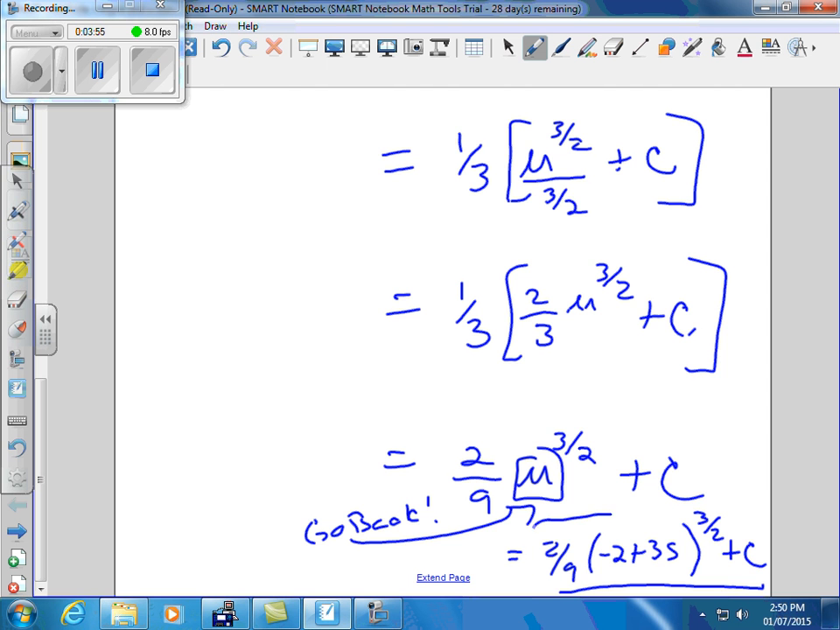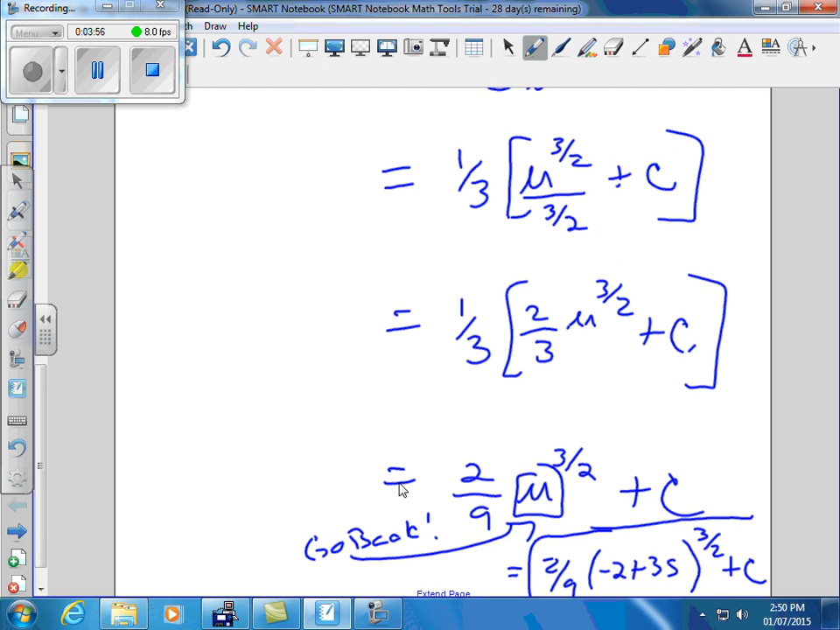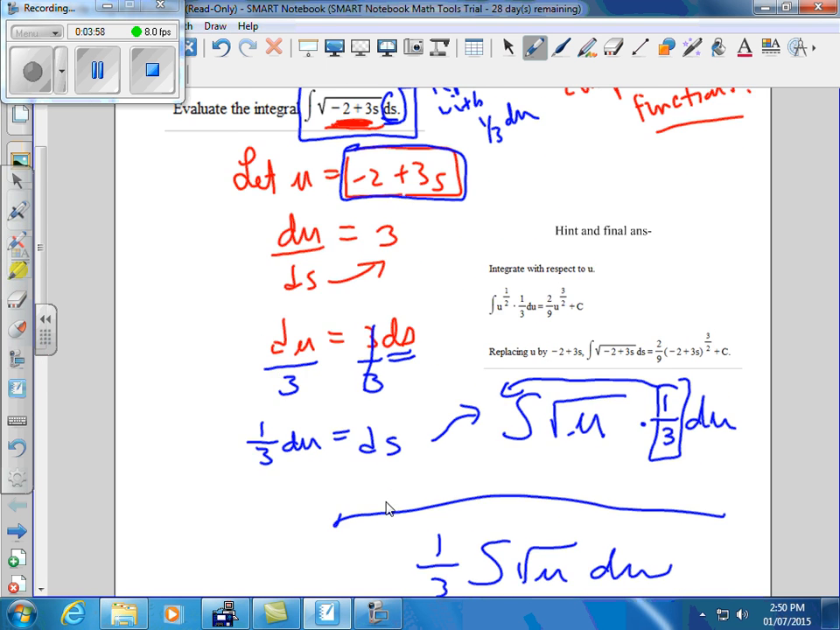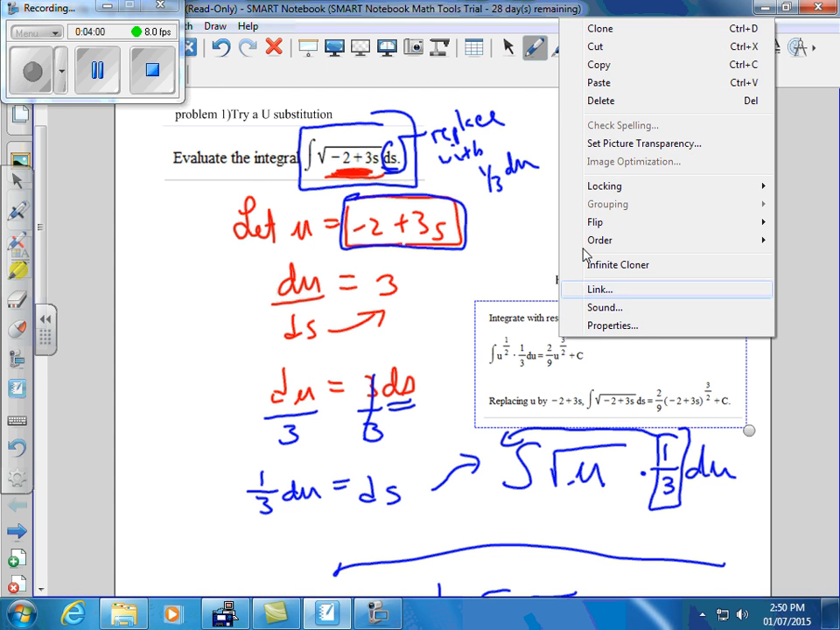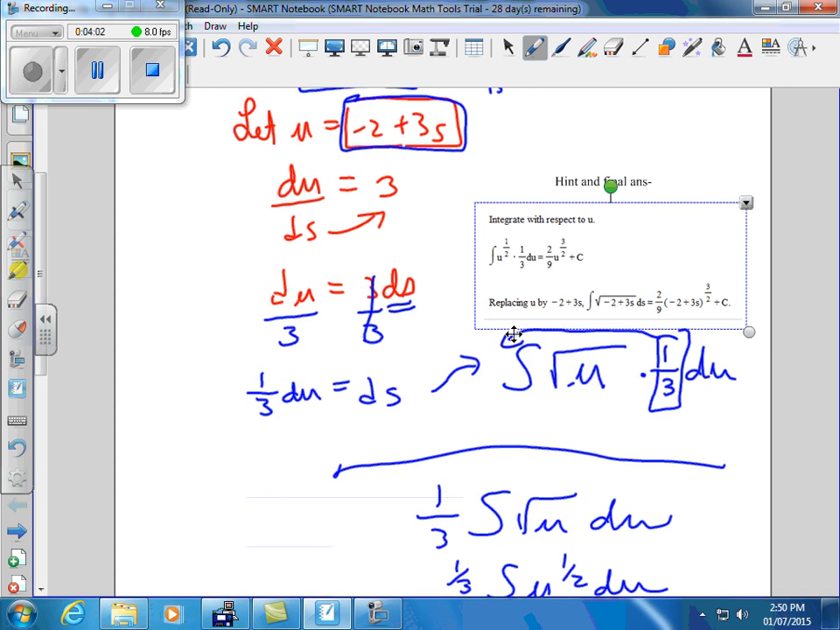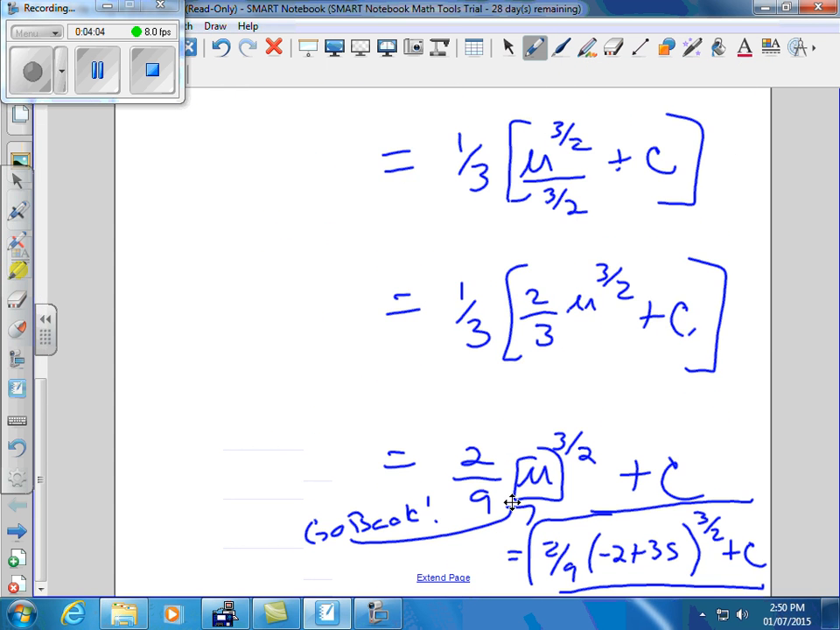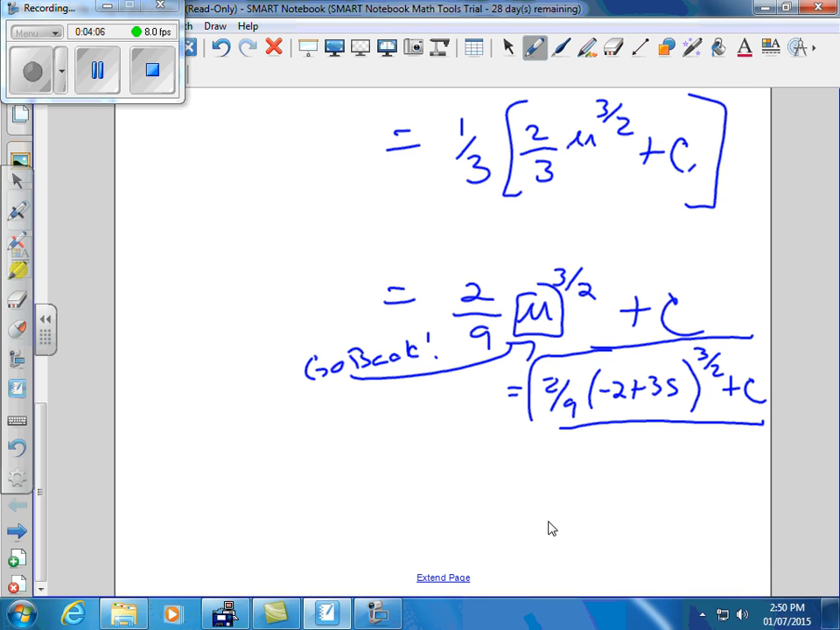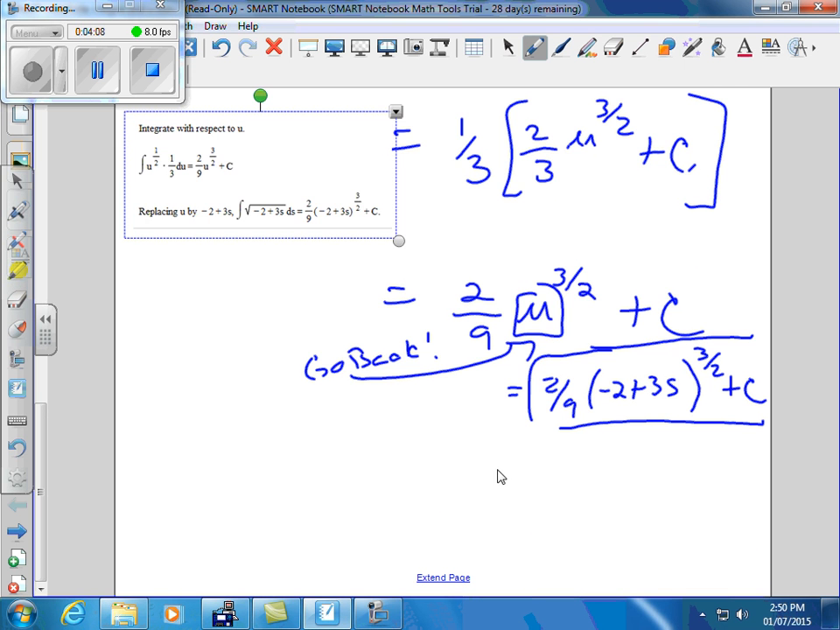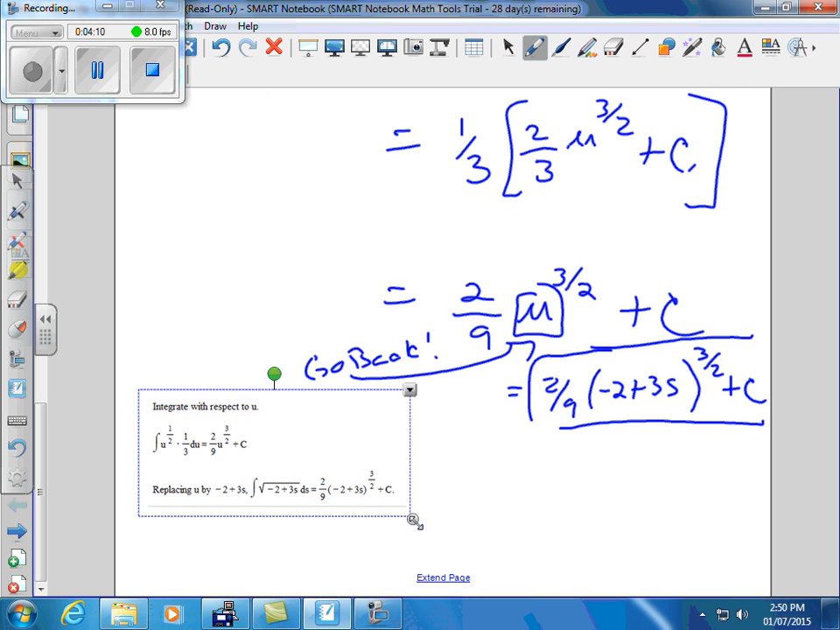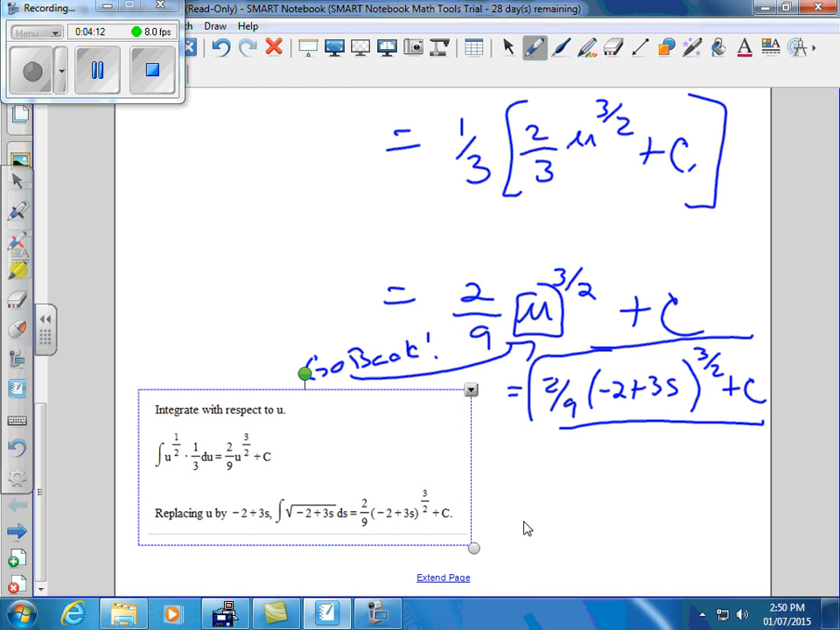So let's grab this. And now, remember, I had pasted in a little cheat sheet answer here. I'm going to copy that down lower, and we'll see how well that matches up with what we just got. And voila. I always like to paste in the answer. 2/9 negative 2 plus 3s to the 3/2 plus c. There we go. We got it.